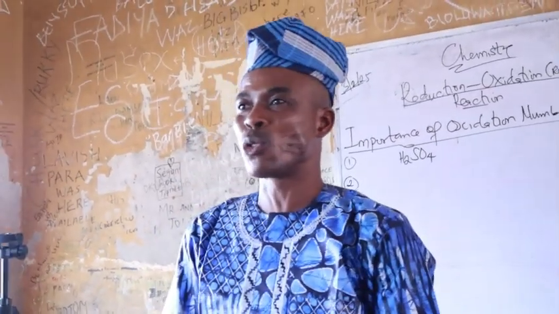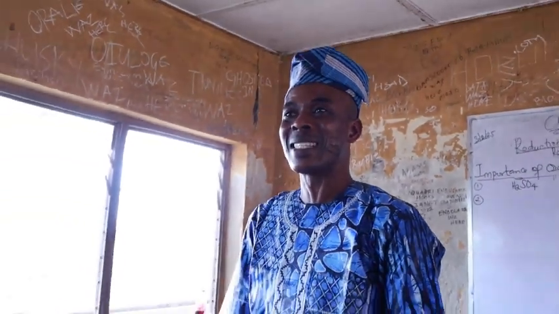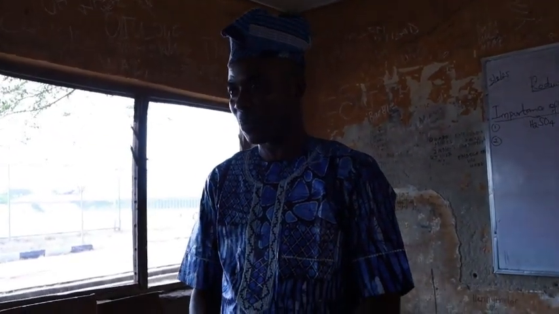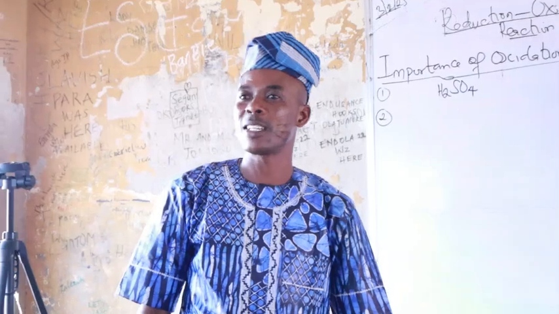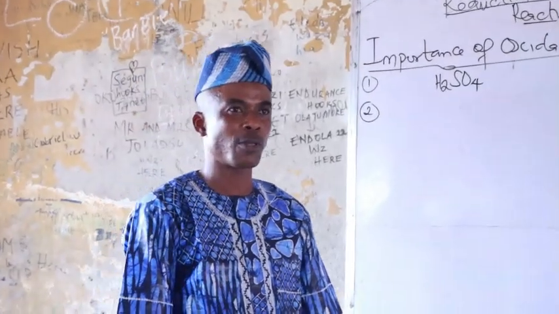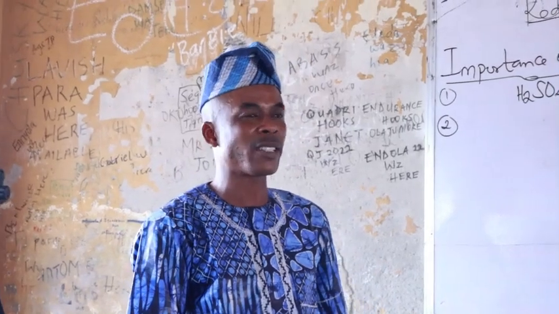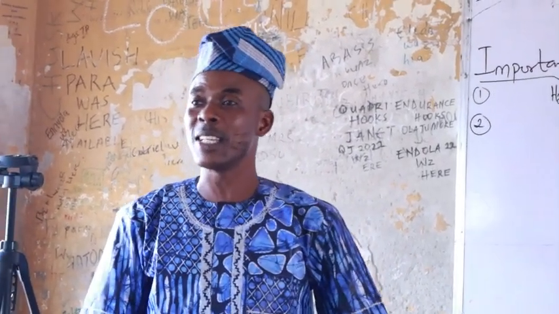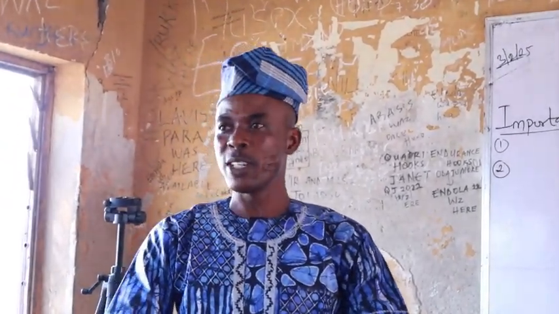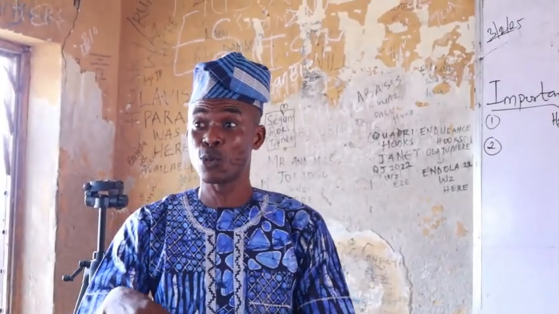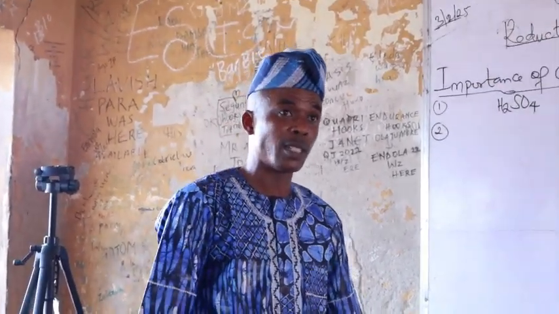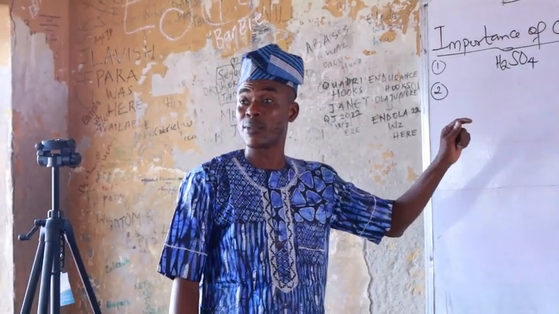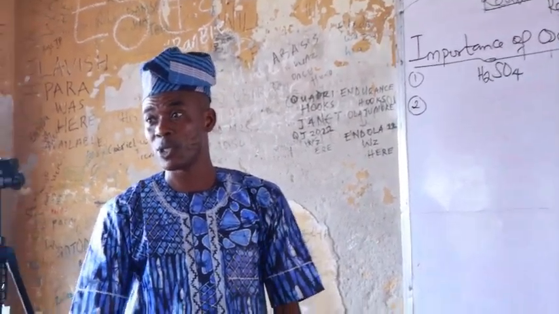Oxidation number is used to determine the oxidizing agent and reducing agent in a given ionic equation. You will see this importance by the time we begin to look at balancing of ionic equations. I will explain that in detail, how we use oxidation number to identify the oxidizing agent and reducing agent.